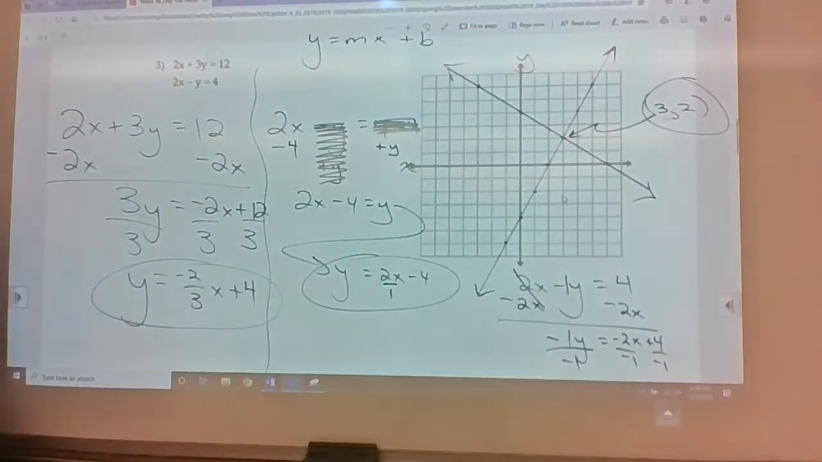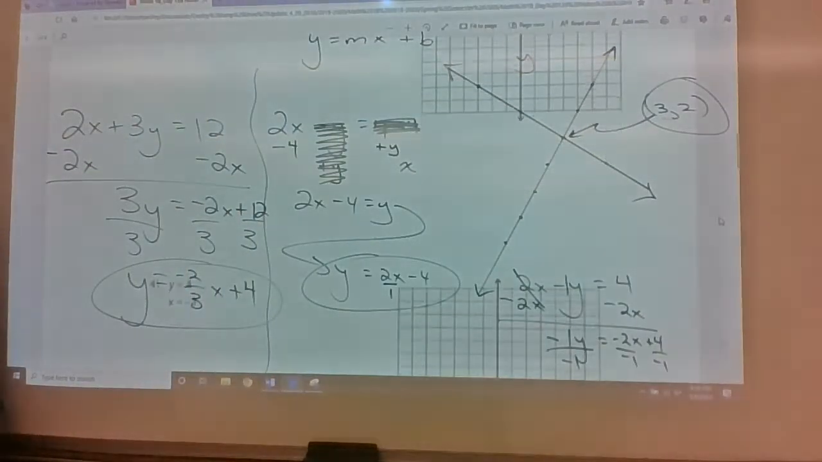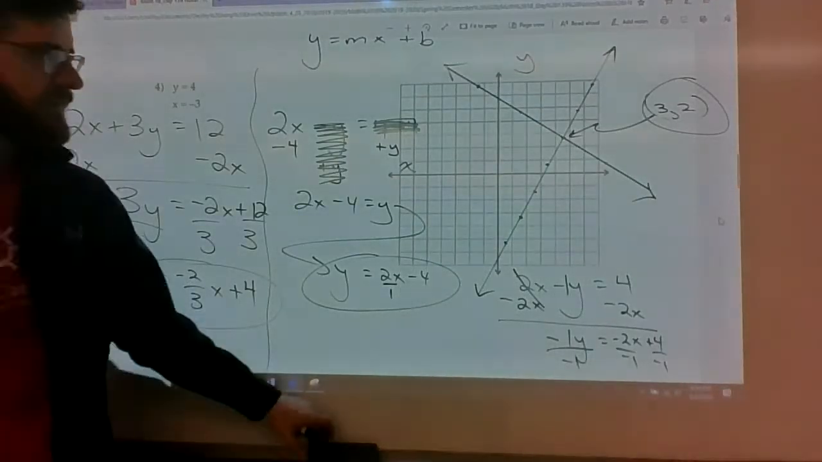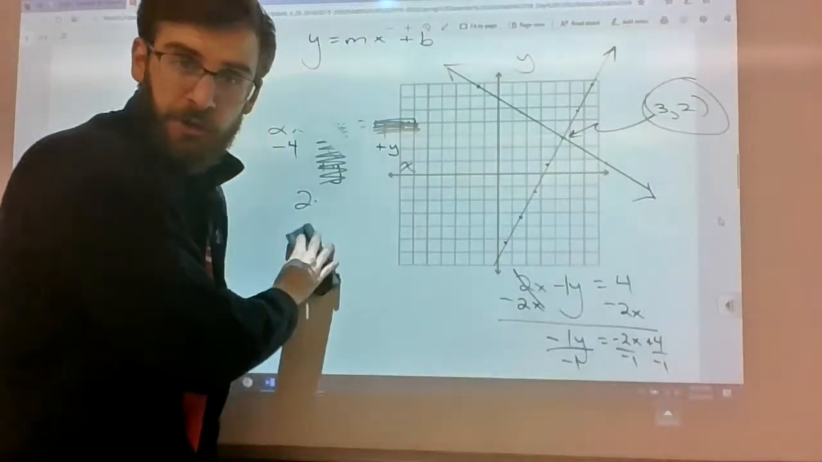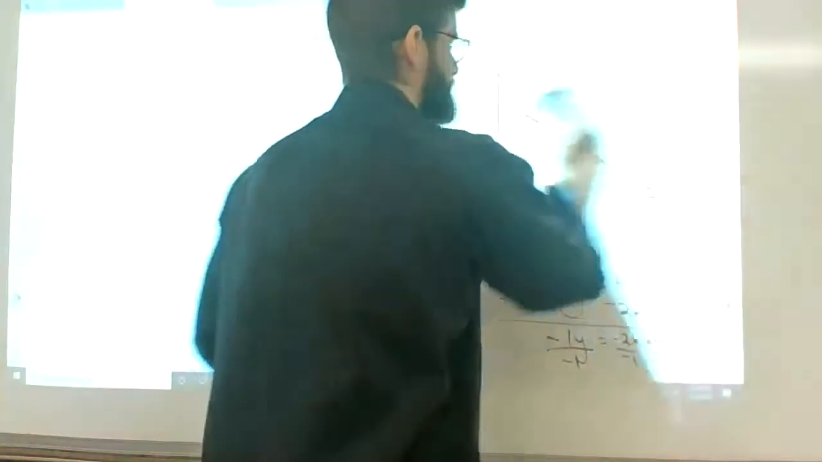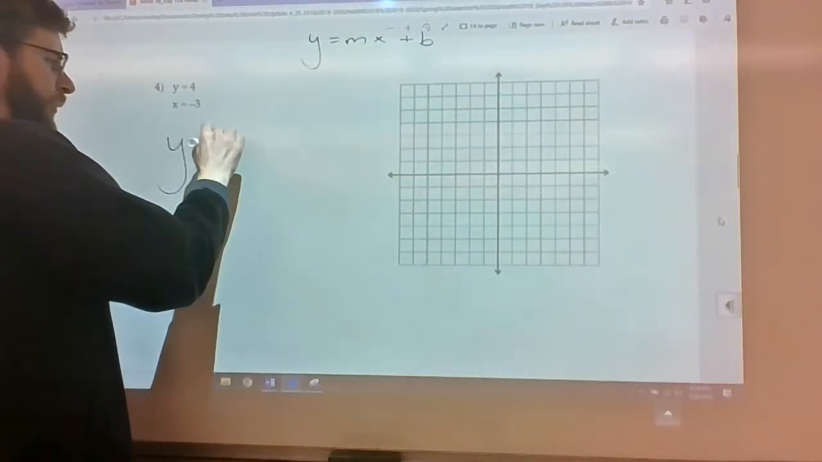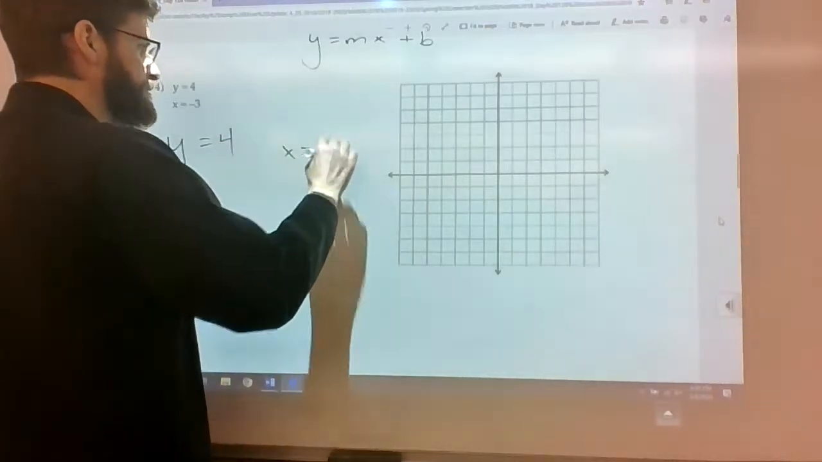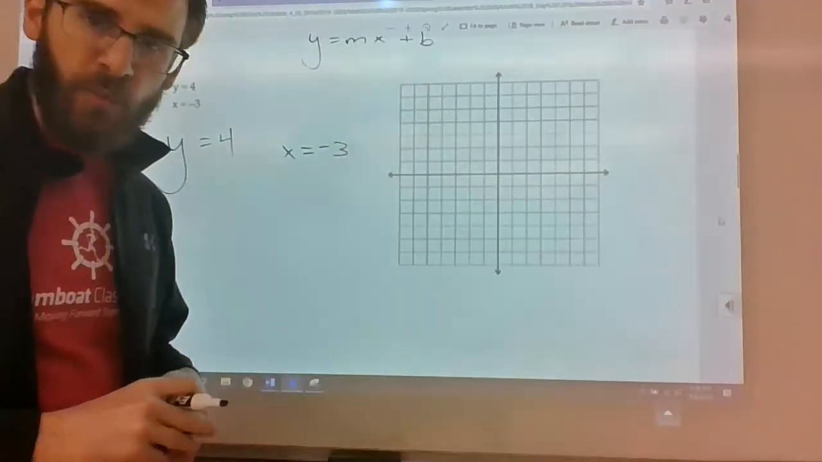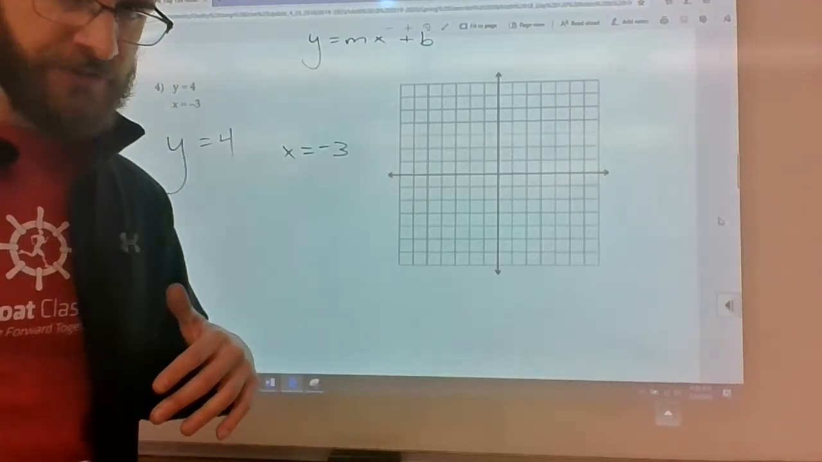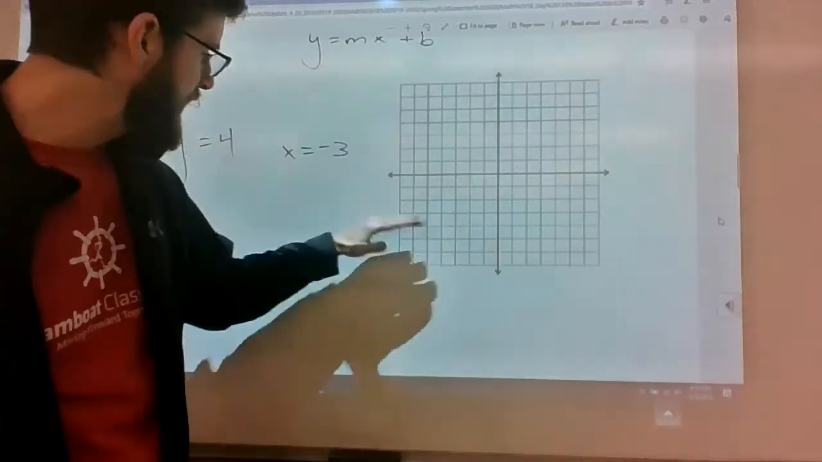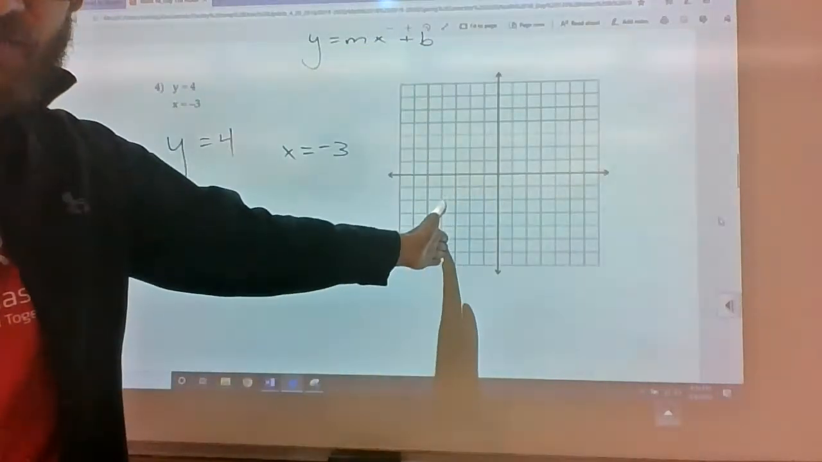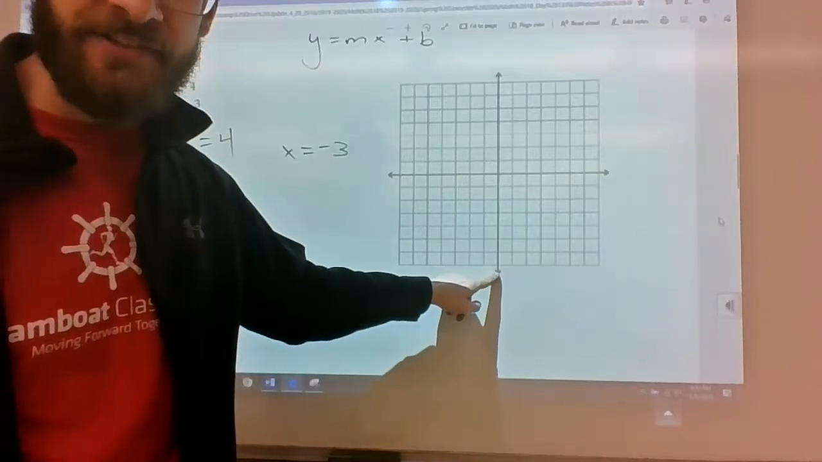So number 4. Number 4 is a bit of a special case. Y equals 4, x equals negative 3. If you've forgotten, we have what are called horizontal and vertical lines. Horizontal lines travel left to right with pretty much no slope. Vertical lines are basically like this. Pretty much, it's like parallel to the y-axis here.